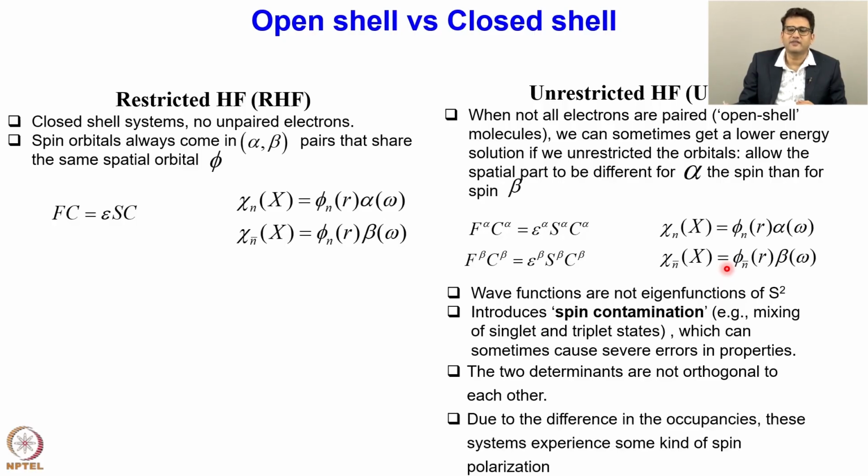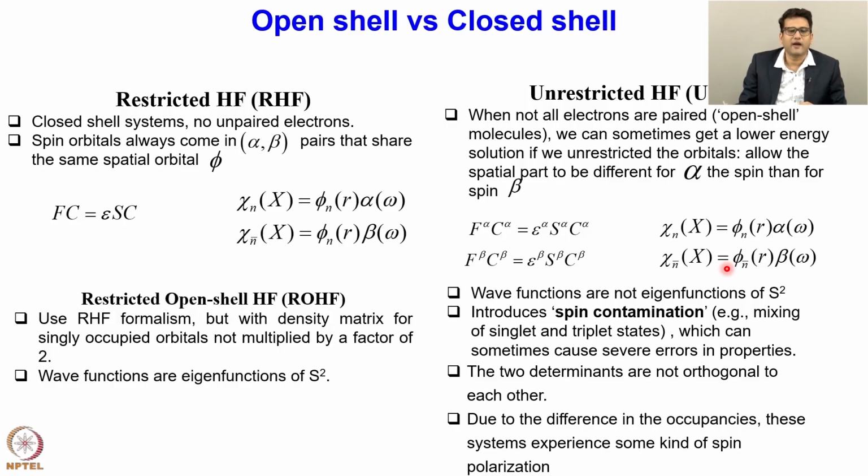And due to the difference in the occupancies, this system experiences some kind of spin polarization. So, it lowers the energy and slightly takes care of a picture which goes beyond the normal Hartree-Fock, a part of the electron correlation. Now, the third one is restricted open shell Hartree-Fock. In this case, it uses a restricted formalism, but the density matrix for the singly occupied orbitals is not multiplied by the factor of 2, as was done in restricted Hartree-Fock, where you just take the spatial part of alpha and multiply by 2 to get the spatial part of the beta also. And the wave functions in this case are eigenfunctions of the S-square.